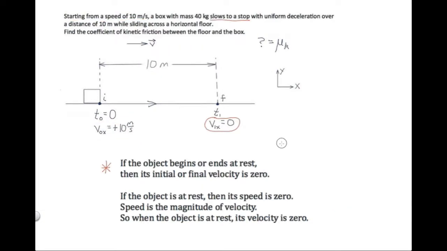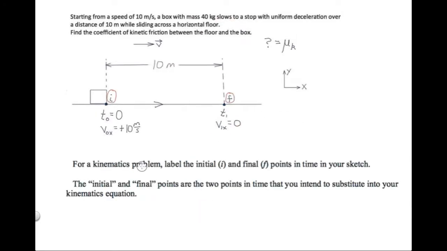Most general one-dimensional kinematics problems involve an object that either begins or ends at rest, in which case either the initial or the final velocity is 0. In this problem, the box slows to a stop, so we can say that the x component of the velocity at time 1 is 0. For any kinematics problem, you should label the initial and final points in time in your sketch. The initial and final points are the 2 points in time that you intend to substitute into your kinematics equation. For this problem, I think it's pretty clear that we intend to substitute t sub 0 and t sub 1 into our kinematics equation, so we label those as our initial and final points.